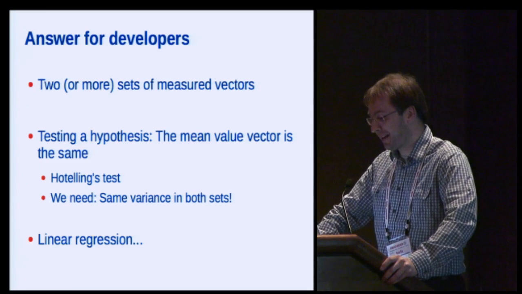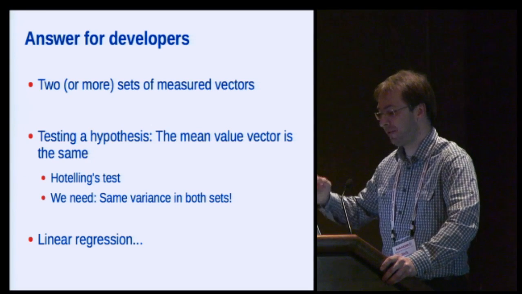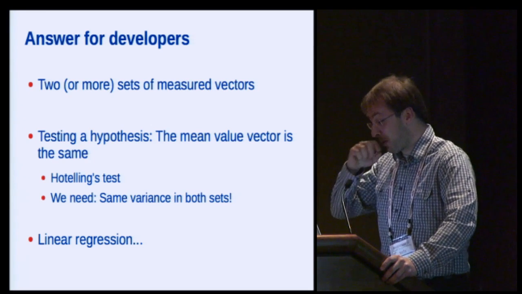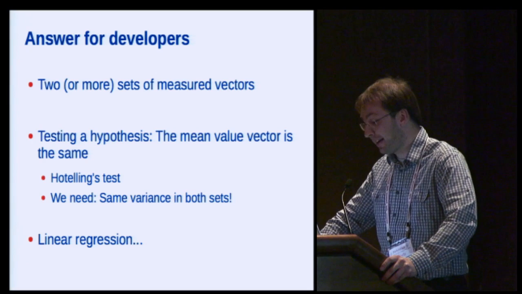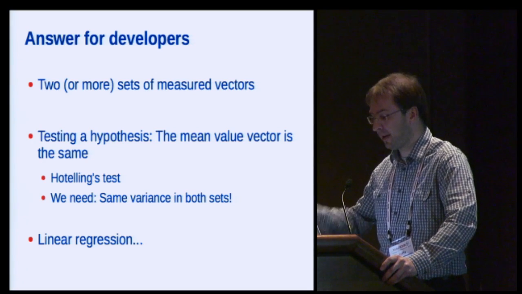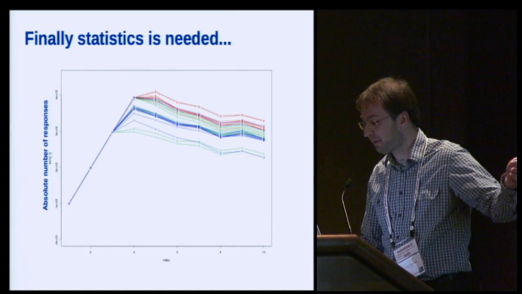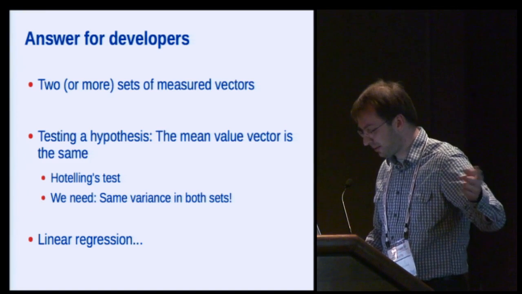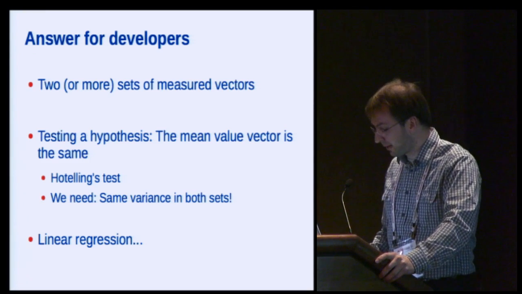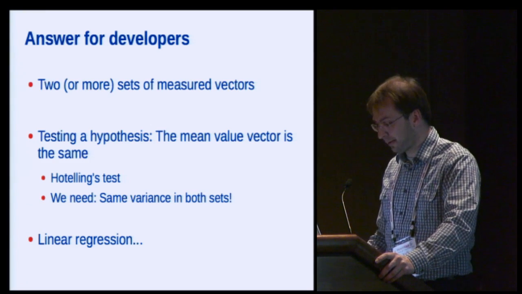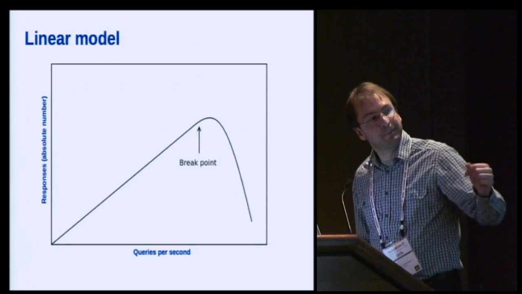Which means that you can decide whether a mean value vector is the same among two groups of measurements, and of course your goal is to disprove that. The downside is that we need the same variance in both sets that we are trying to compare, which worked for these measurements, but it's not obvious, so you have to prove it before you can use this test. So another option is to use a linear model.